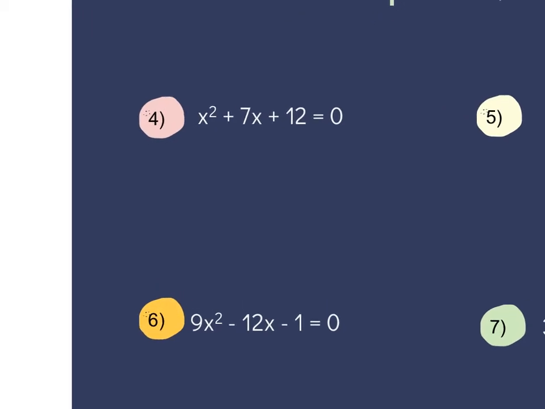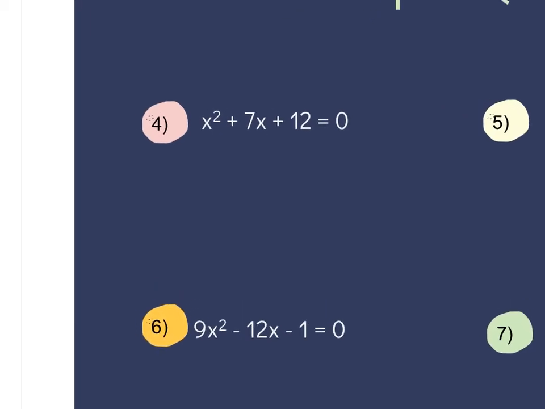All right. Still, same process though. Check to see if the number in front of x squared is a 1, and it is. Move the constant, so I'm going to subtract 12. Leave the blank space.